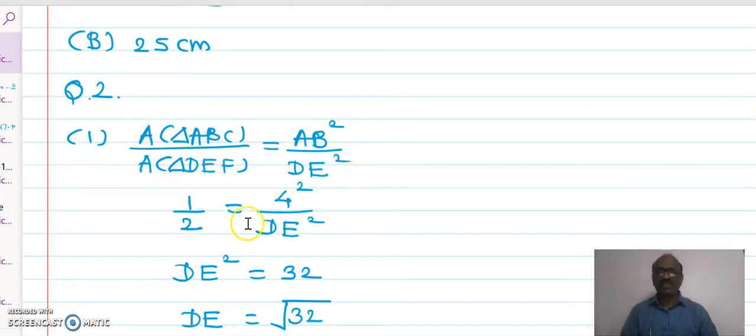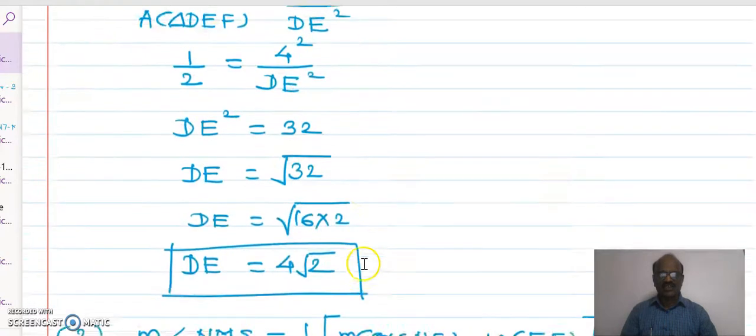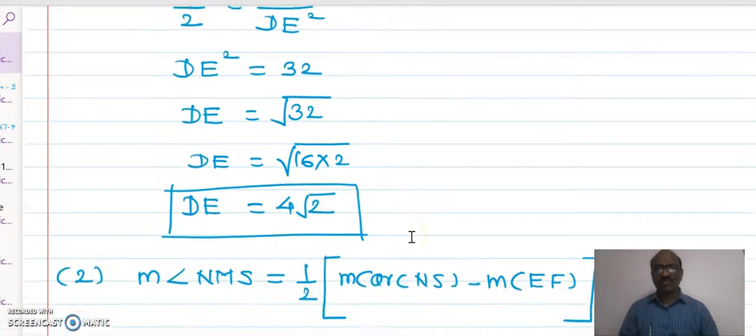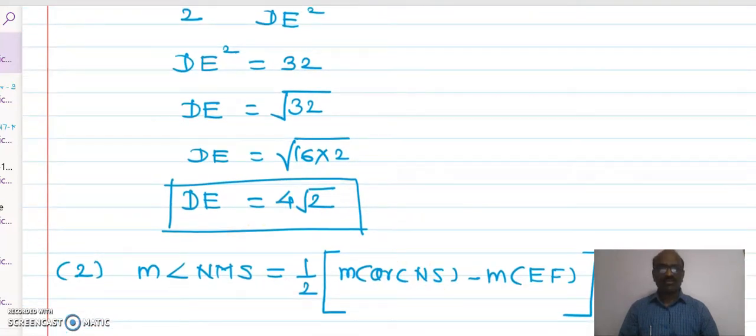Now substitute the values. That is 1 upon 2 is equal to 4 square upon DE square. DE square is equal to 32, and therefore DE is equal to root of 32. That is 16 into 2, and that is 4 root 2. This is the value. Now next question.